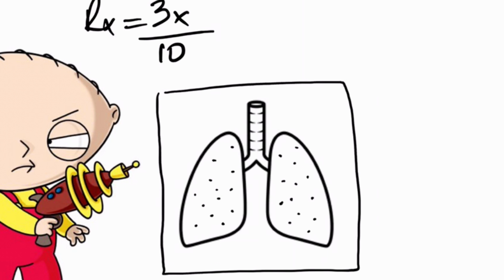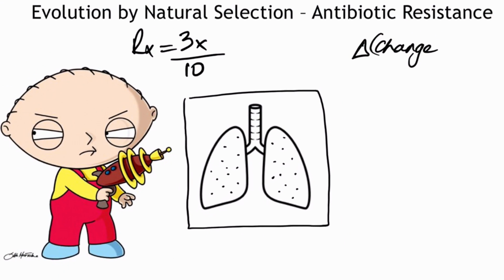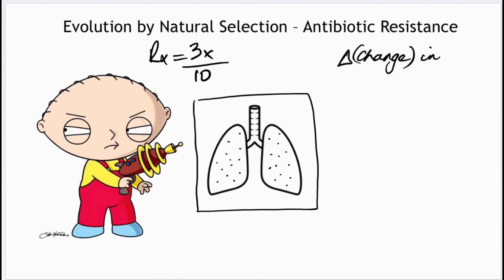So if we think about this in terms of our definition of evolution, which is a change in allele frequency, so remember we can say a change delta. So delta, remember, stands for change. So a change in allele frequency, basically as a function of time.